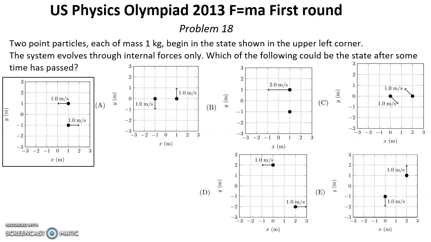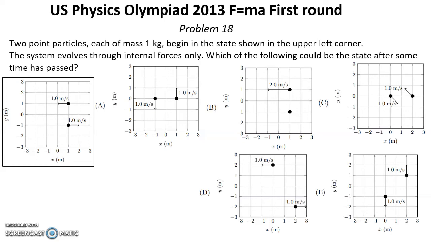Two point particles, each of mass 1 kg, begin in the state shown in the upper left corner. The system evolves through internal forces only. Which of the following could be the state after some time has passed?